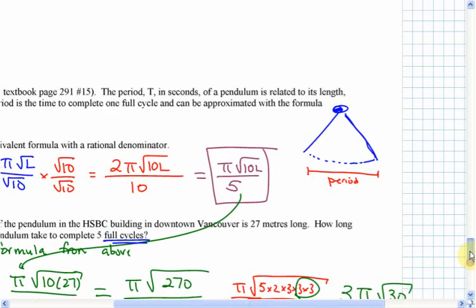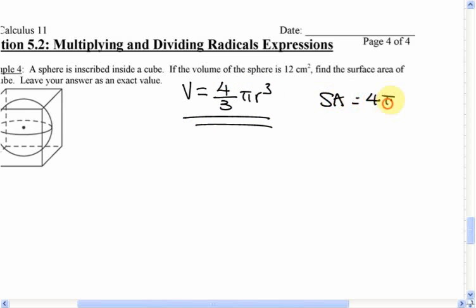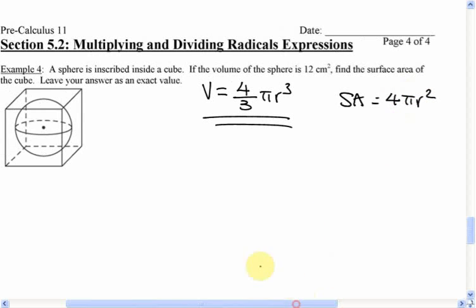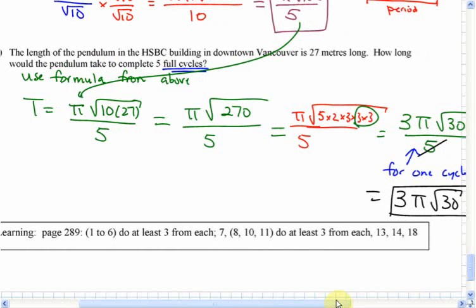So for number 4, for those of you who want to try this one out, I'll give you the formulas. Volume of a sphere is 4/3 pi r cubed. Surface area is 4 pi r squared. Now, I will post the answer to this one online tonight, so if you are really curious, you can go ahead and download and take a look. But I'm going to ask you to leave your answer as an exact value, meaning keep it with a square root.